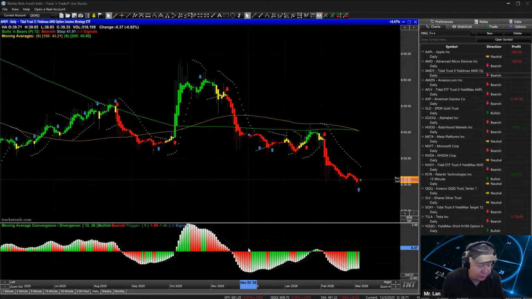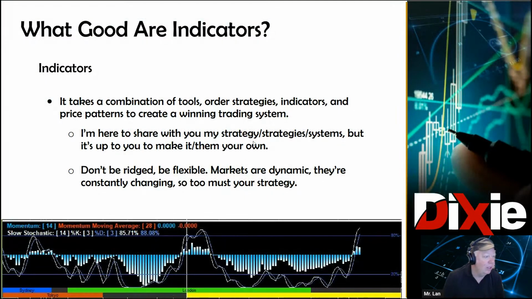We're going to pop over here real quick and go right back to the slides we were using yesterday. It says, what good are indicators? It takes a combination of tools, order strategies, indicators, and price patterns to create a winning trading system. I'm here to share with you my trading strategies and systems, but it's up to you to make them your own. I'm going to show you how I use these indicators, my favorite indicators, but it's up to you to work them into your own trading strategy. So don't be rigid, be flexible.